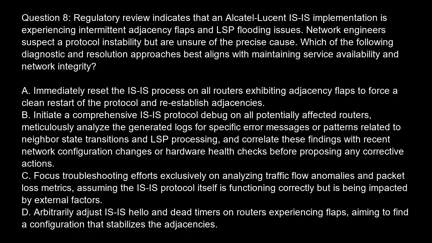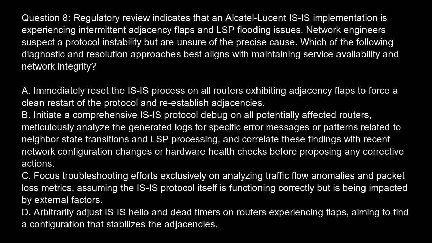Option A. Immediately reset the IS-IS process on all routers exhibiting adjacency flaps to force a clean restart of the protocol and re-establish adjacencies. Option B. Initiate a comprehensive IS-IS protocol debug on all potentially affected routers. Meticulously analyze the generated logs for specific error messages or patterns related to neighbor state transitions and LSP processing, and correlate these findings with recent network configuration changes or hardware health checks before proposing any corrective actions.